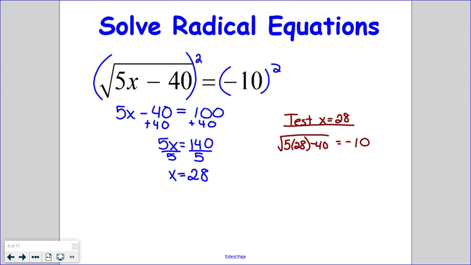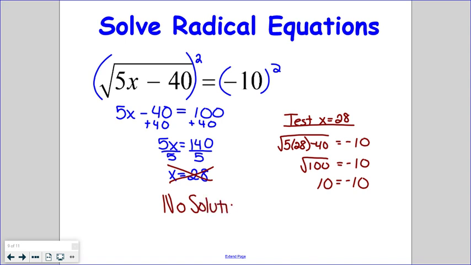And all that means is I put it back into the equation. And I make sure that when I clean this up, both sides of my equation equal the same number. Well, 5 times 28, 140, minus 40 would be the square root of 100, and the square root of 100 is 10. Does 10 equal -10? No. Now, that means I would come back over here and throw out the one answer I had. If I throw out all the answers that I had, and I had one and I threw it out, what is our answer? No solution. Your answer will never be extraneous. In fact, you don't ever even have to write that word. It just, again, is to remind you to check your answers.